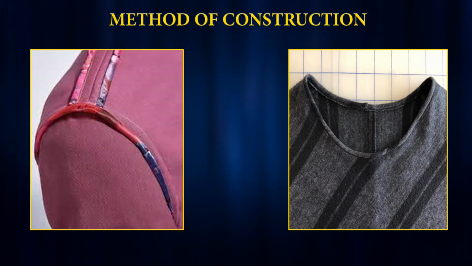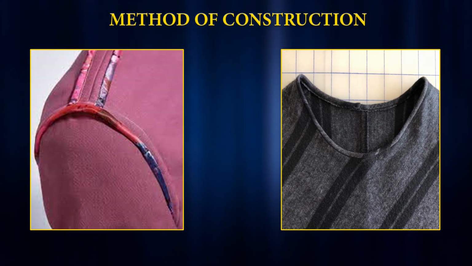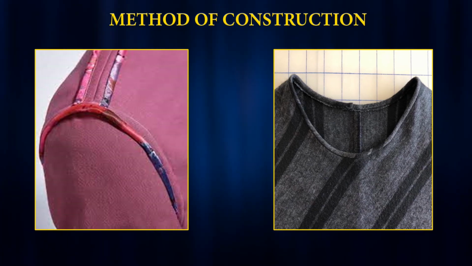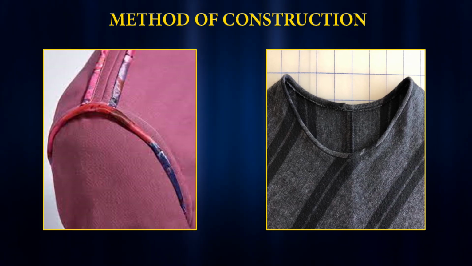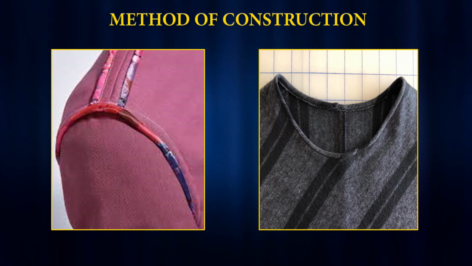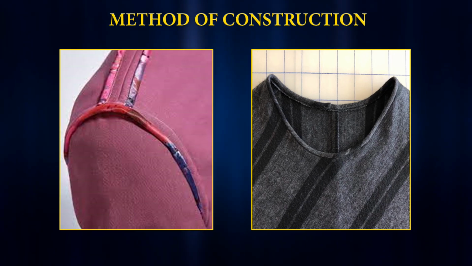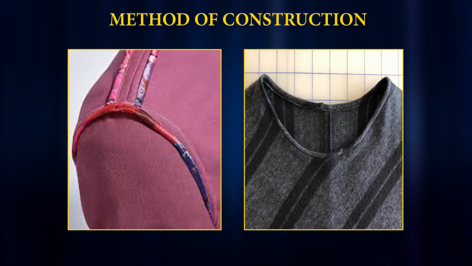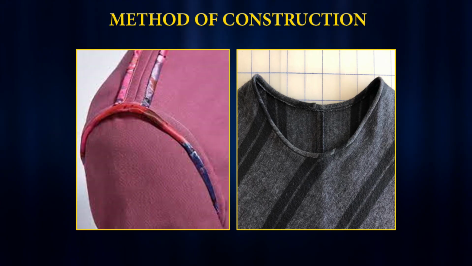So in the picture you can see Hong Kong binding and bias binding used on the neckline or armhole, and also for decorative purposes. Like if we have a garment of plain, single color fabric, we use the bias binding or Hong Kong binding in a different or printed color. So this is also used for finishing and for the beautification of the garment.